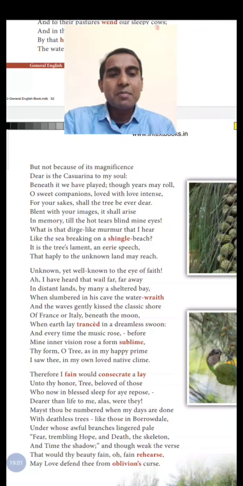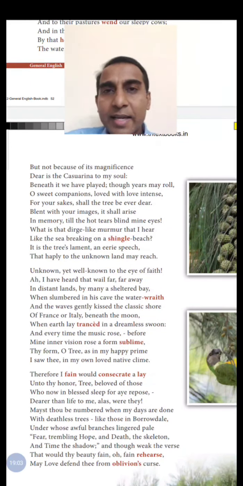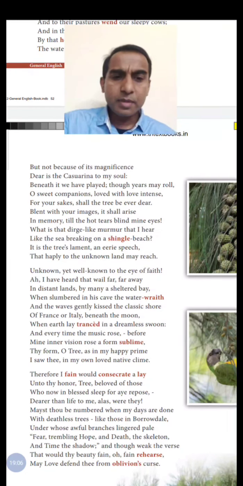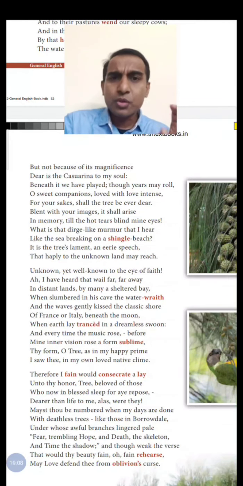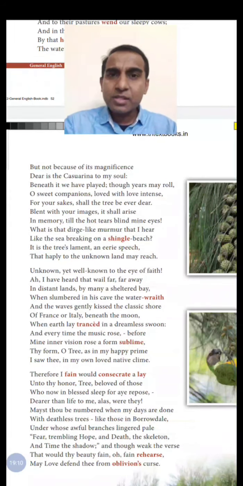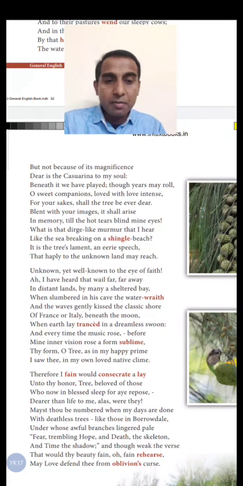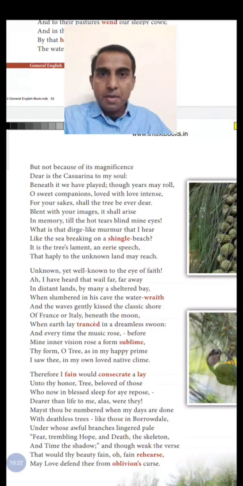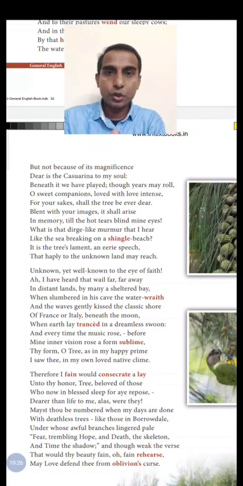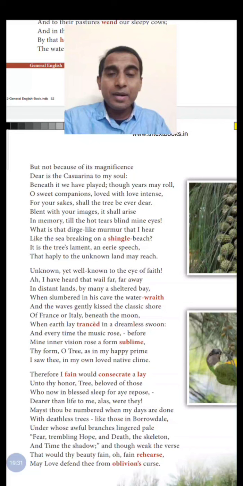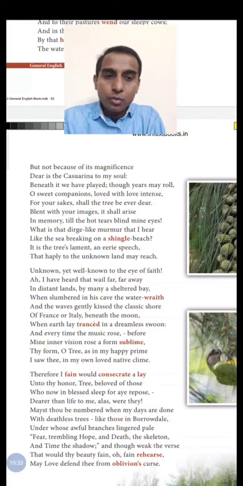What is that dirge-like murmur I hear? Now she's telling that she can hear a lament. Dirge means a mournful song. But now for a moment I can hear somebody crying, like the sea breaking on a shingle beach. Shingle means rock and pebbles. Like how in the sea the waves come and hit against the rock, isn't it? That is what is called a shingle beach. On the shore, how the sea water comes and hits. Likewise, I can hear somebody crying and passing closer to me.